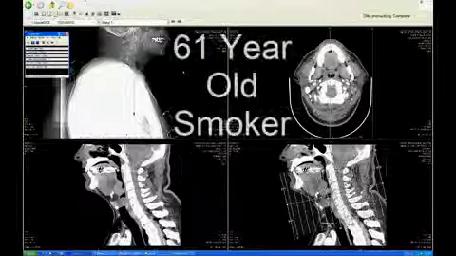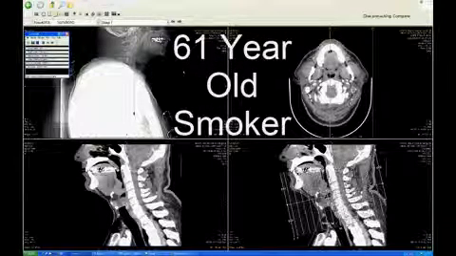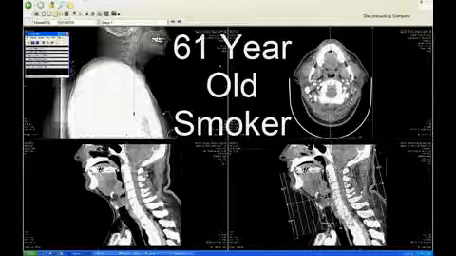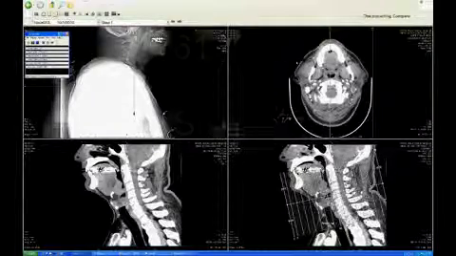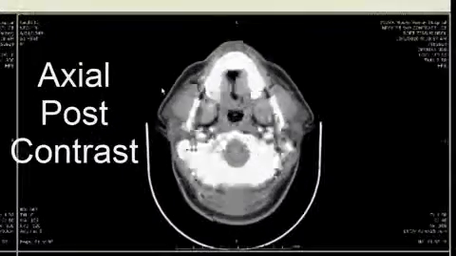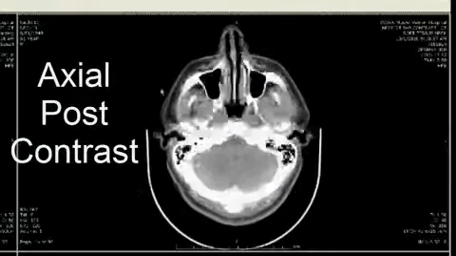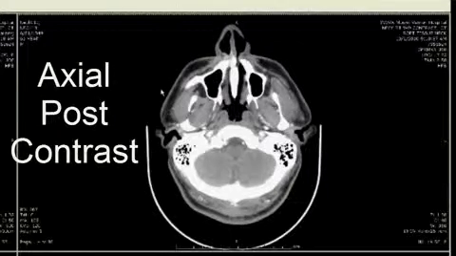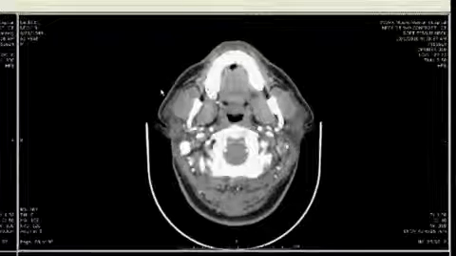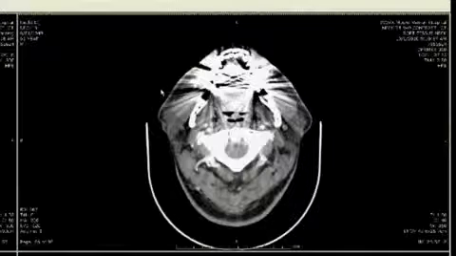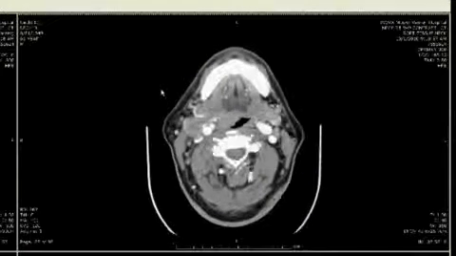This is a 61-year-old smoker who presented with throat pain. On the post-contrast CT scan, axial scans, we start from the brain and the nasopharyngeal structures and we continue downward, and everything looks pretty well okay until we get to the tongue base.